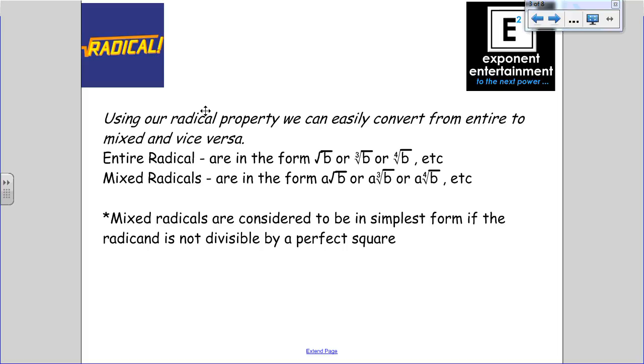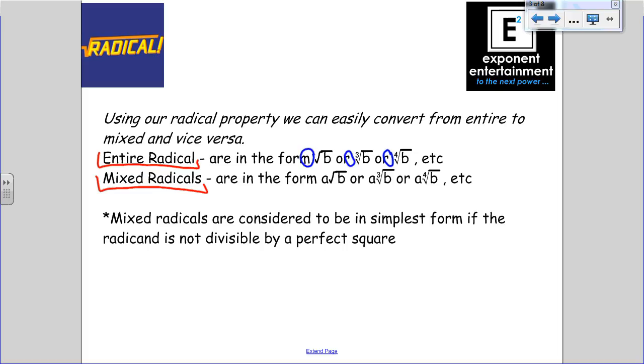Before we simplify radicals, we will learn a couple more definitions. The definitions are entire radicals and mixed radicals. Entire radicals are radicals where, when you write them, there's nothing in front of the radical. Notice that there's no number in front of any of these radicals here. It's just blank straight in front of it. If there's no number in front, we say that's no coefficient. A number in front is called a coefficient. In this case, we would say there's no coefficient.